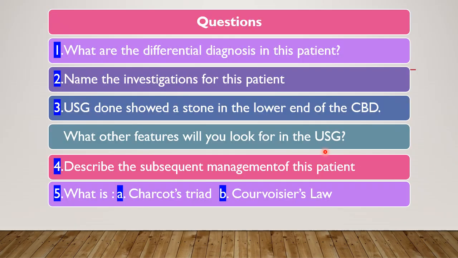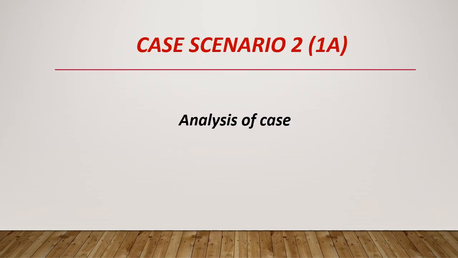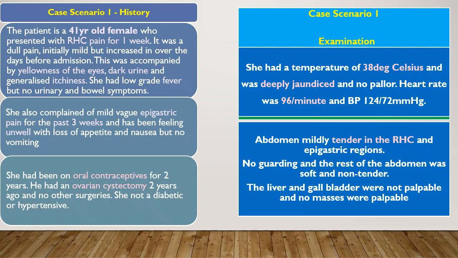Now these are the questions which I pose to you. Please go through the history and the physical examination and answer questions 1 to 5 before looking at the answers that I'm about to give you in the discussion later. Now we come to the analysis of the case. This is the same thing that I showed you just now, but here I've highlighted the important points in the history and the physical examination in blue.